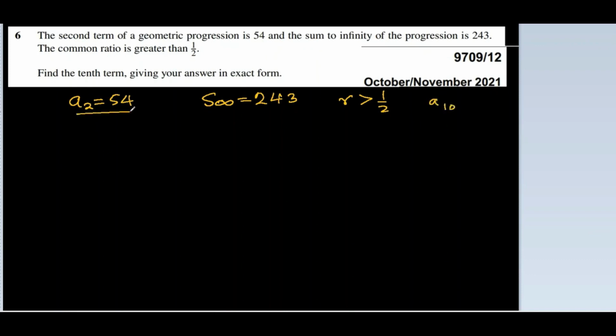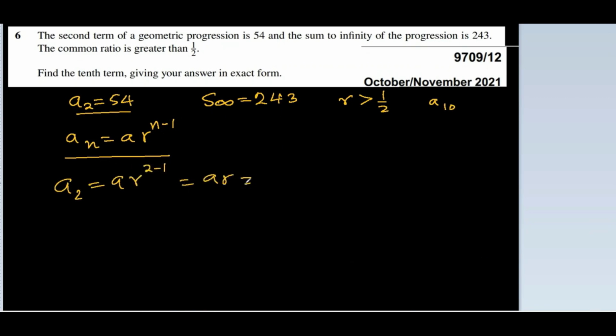So let's interpret this into a formula. An equals A R to the power n minus 1. This is the formula for the nth term of a GP. So A2 will be A R to the power 2 minus 1, which is AR, and it is given as 54. A2 is 54. So here we can write A is 54 over R. This is our equation number 1.